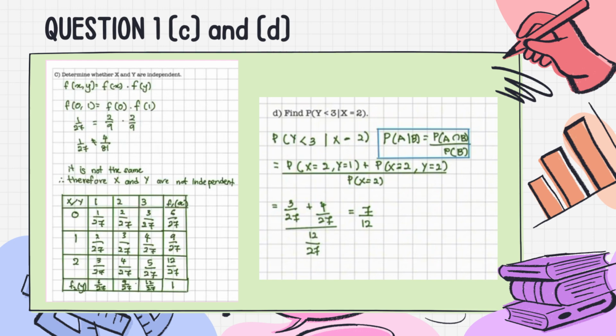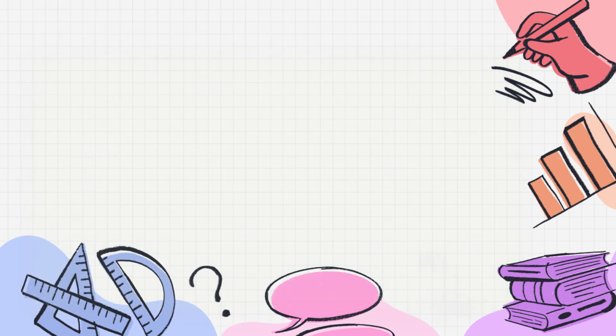The denominator is the marginal probability that x equals 2, which is 12 over 27. Dividing the numerator by the denominator gives us the answer 7 over 12.